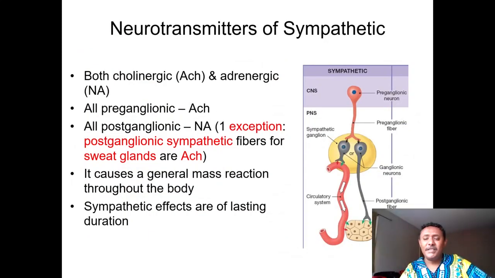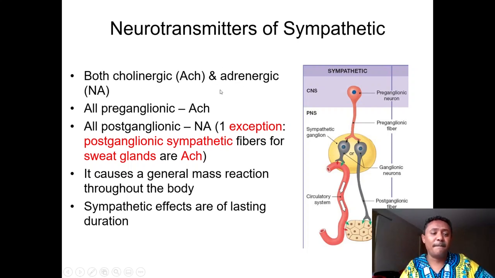Okay, so neurotransmitters. We're just concluding what we were saying. In the sympathetic, we use acetylcholine in the preganglionic and adrenergic, that's noradrenaline or norepinephrine, in the postganglionic. All preganglionic is acetylcholine. We just agreed on this. All postganglionic are noradrenaline or norepinephrine. One exception is the postganglionic sympathetic fibers for the sweat glands. It's going to be acetylcholine. We have just seen that a minute ago.